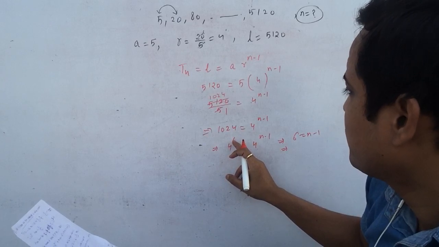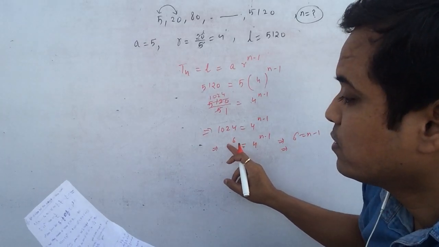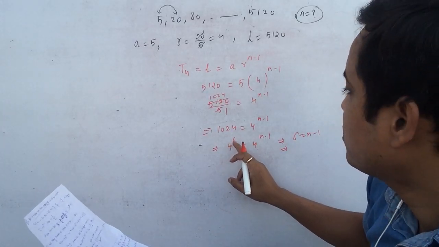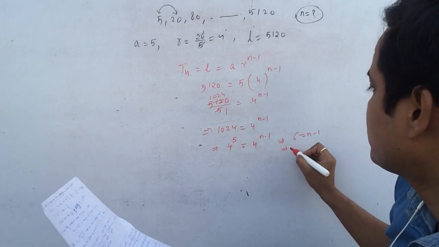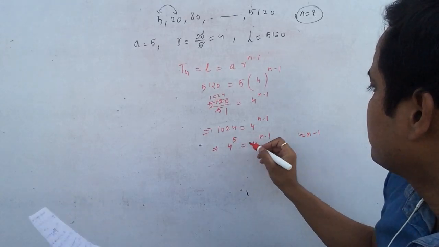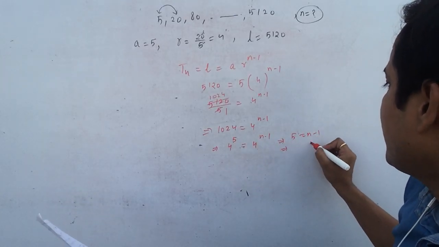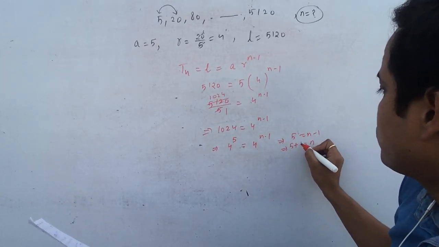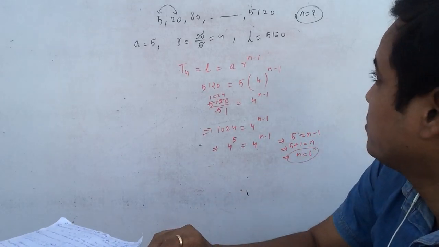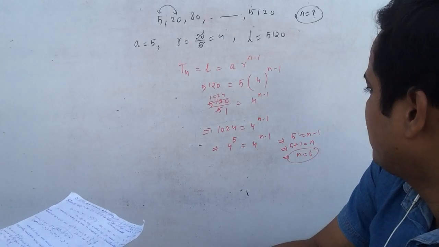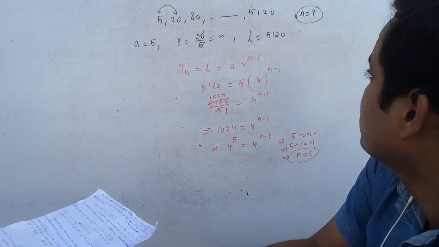So what is this? I think 4 raised to power 5, alright. So 5 equals n minus 1, n would be 5 plus 1, n equals 6. So how many terms are there? Only 6. The number of terms is 6.